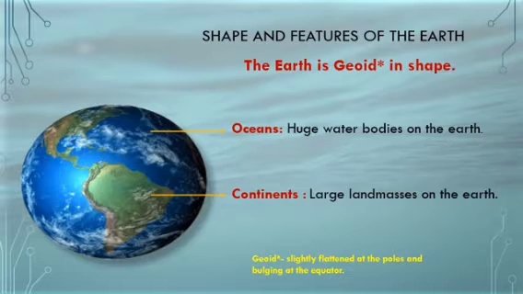What are oceans and continents? Huge water bodies on the earth are called oceans, and large land masses on the earth are called continents. Children, how many oceans and continents are there on the earth? Shall we study about them now?